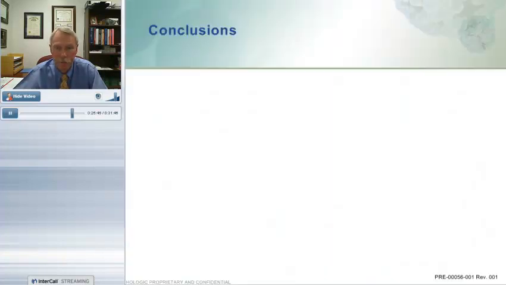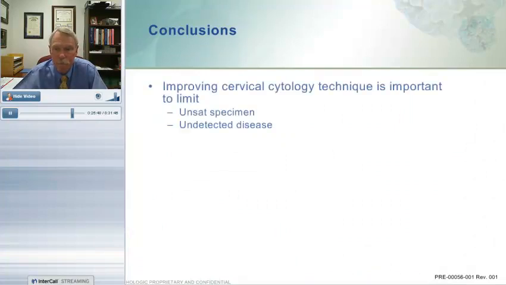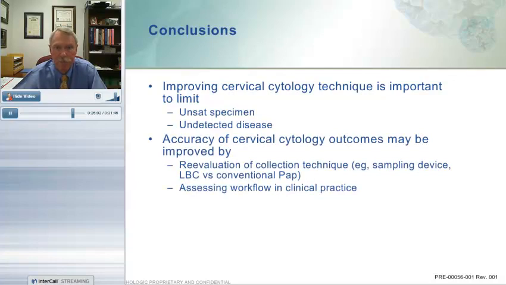In conclusion, improving cervical cytology technique is important to limit the number of unsatisfactory Pap smears that you receive and to avoid missing undetected disease. The accuracy of cervical cytology outcomes may be improved by reevaluation of your collection technique, including the sampling device that you use, and the utilization of liquid-based rather than conventional glass slide Pap smears. Also assess your workflow in your clinical practice, including specimen processing.